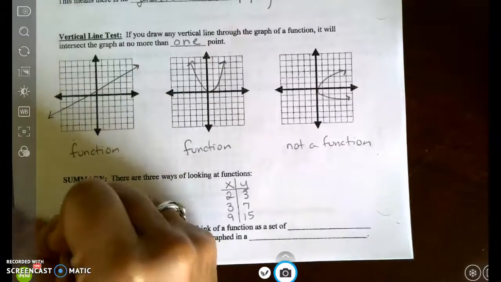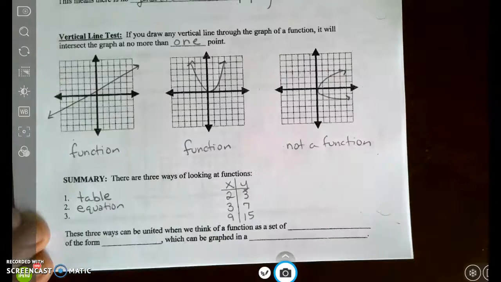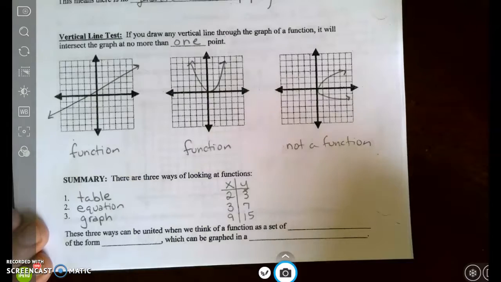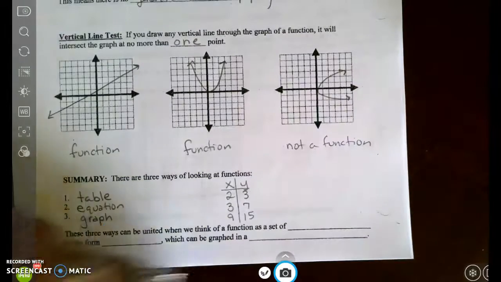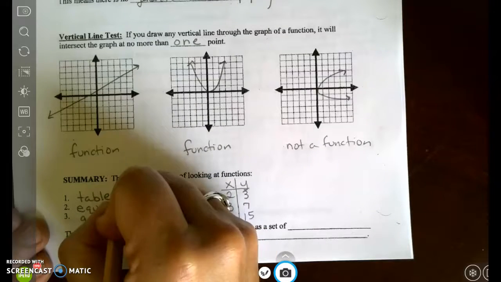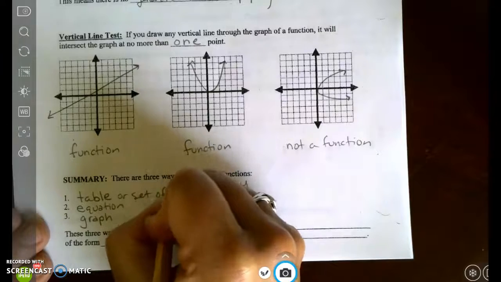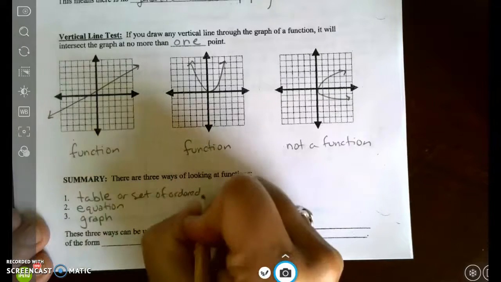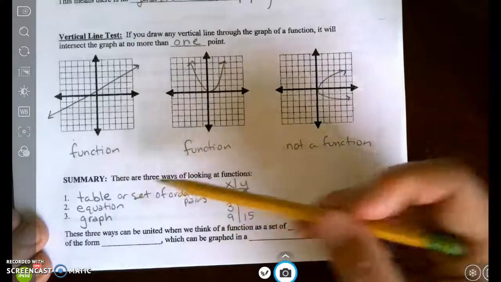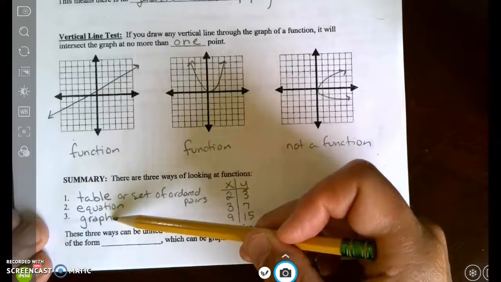You can also think of it as an equation. I could write an equation, or I could graph the points. One other thing I want to say about the table form, which I've given an example of here, table or set of ordered pairs, because a table is a set of ordered pairs. So functions can be as a table or set of ordered pairs. You can write an equation for a function, or you can graph the function.